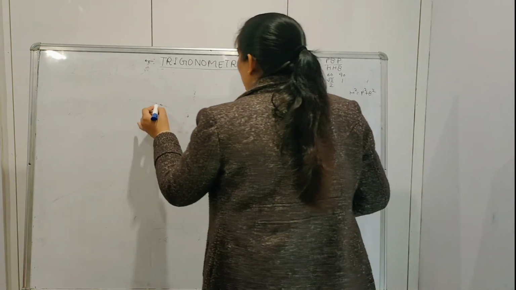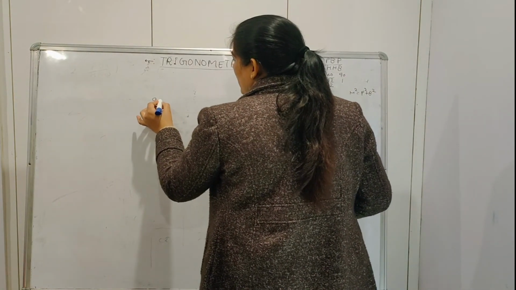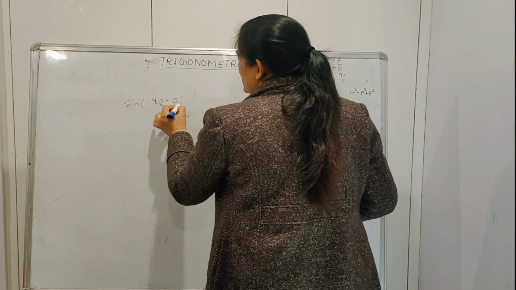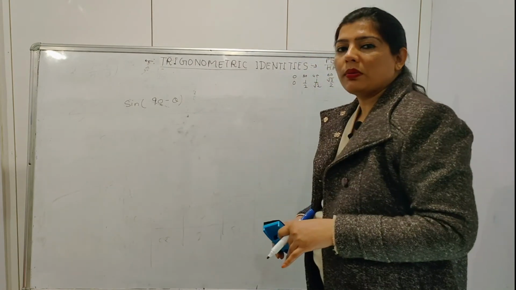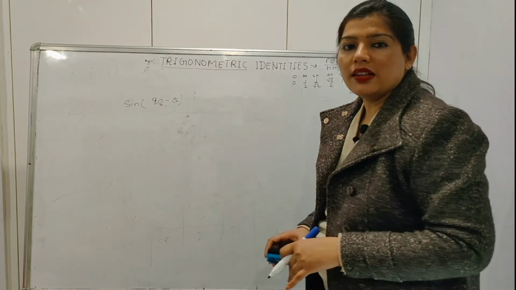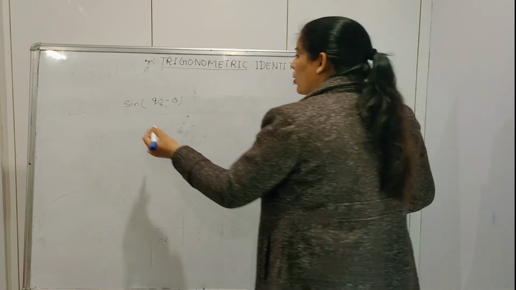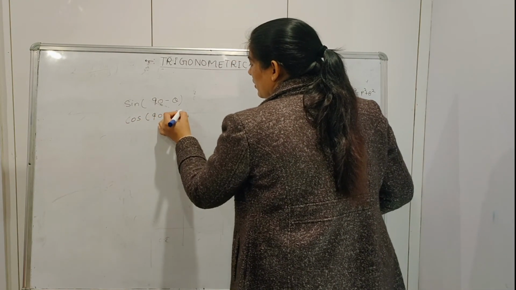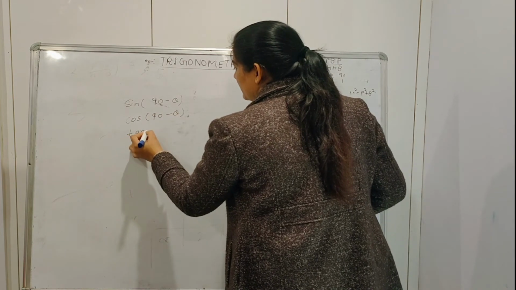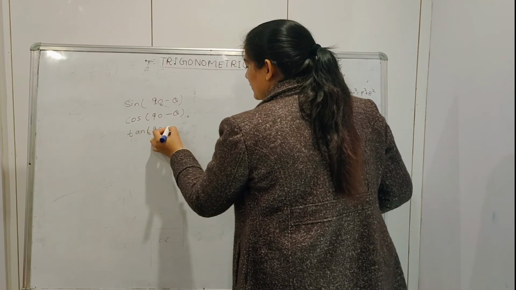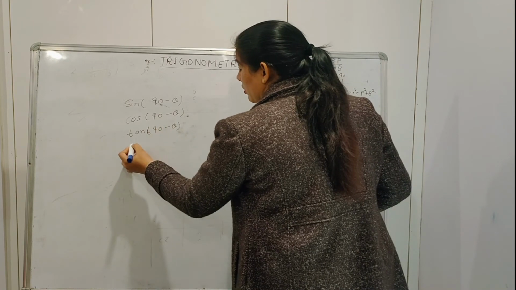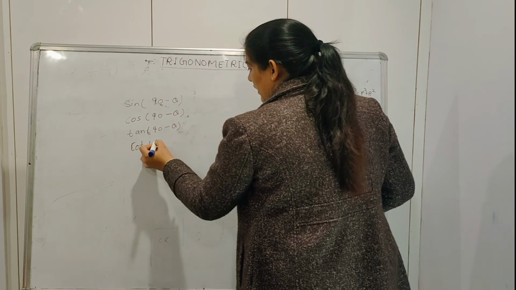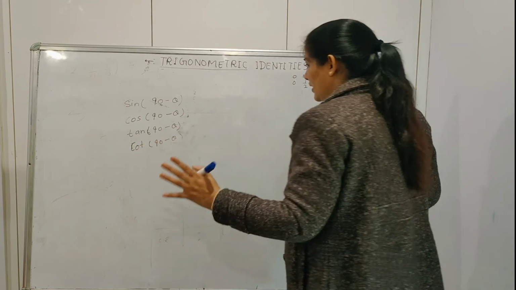So basically I have to find here sine 90 minus theta, because if theta is the angle, what will be its complement? That will be 90 minus theta. So sine 90 minus theta, or cos 90 minus theta, or tan 90 minus theta, or cot 90 minus theta, and so on. There are only 3 rules.